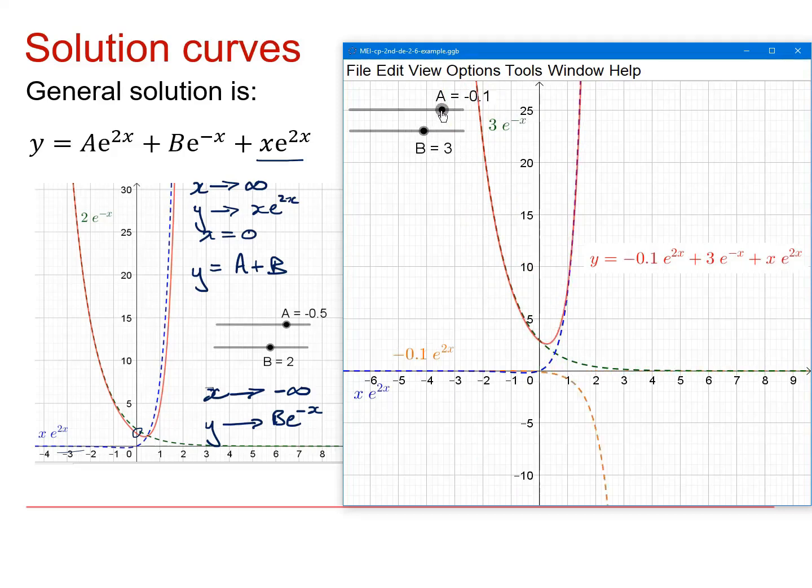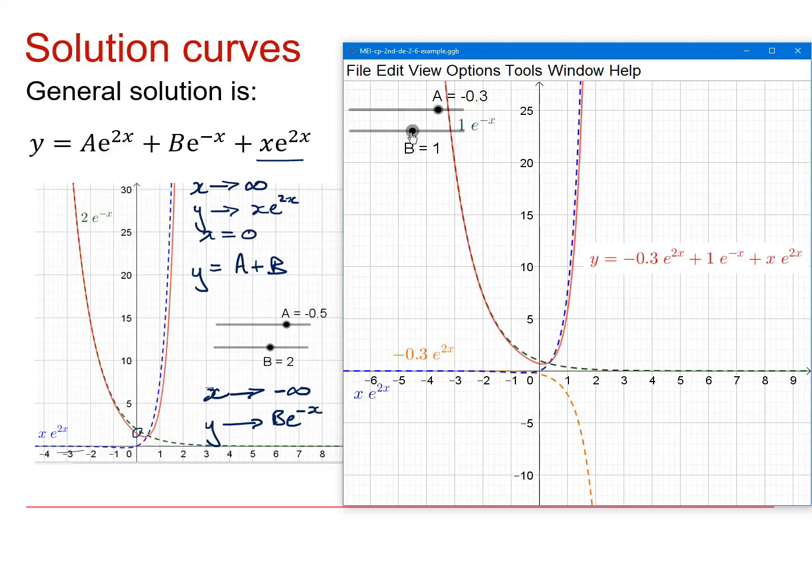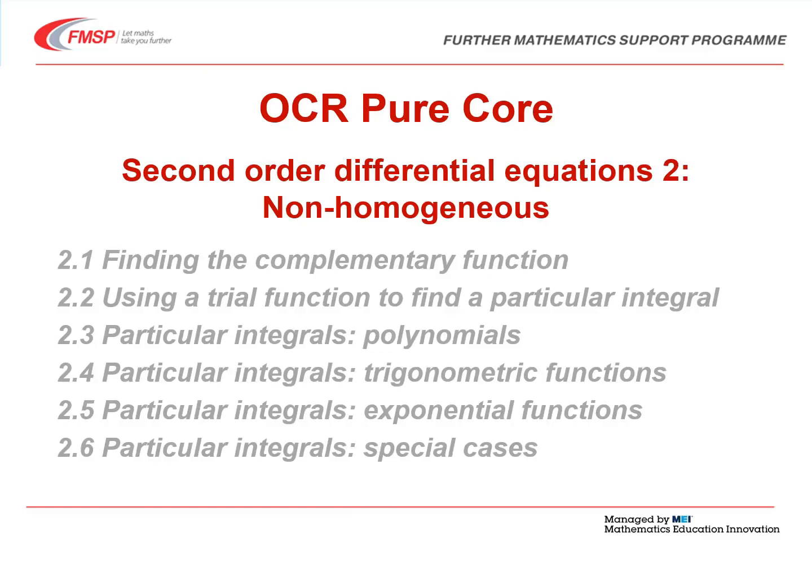Now what happens as b goes negative? Well, as b goes negative, all that happens is it's going to flip over, and you'll get the mirror image for the e to the minus x function. So now it bends downwards, and so as x tends to minus infinity, the solution curve goes off towards minus infinity. That was the final video in this sequence, second order differential equations 2, non-homogeneous equations.